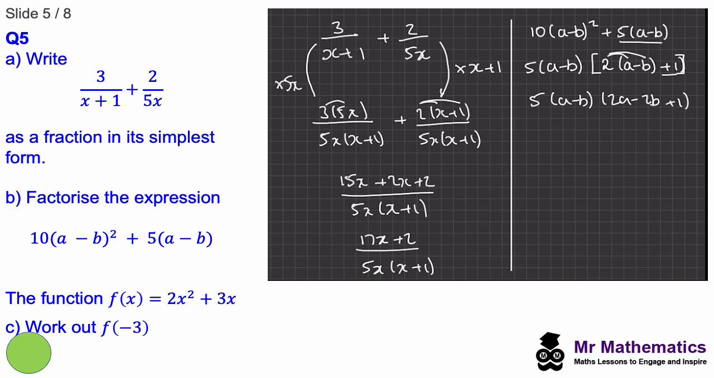And for question C, we've been asked to work out f of minus 3. So this means that the x has been replaced by negative 3. So we'll substitute this negative 3 in place of the x here and here. Then this becomes 2 lots of negative 3 squared plus 3 lots of negative 3. Negative 3 squared is 9, so this becomes 18, and 3 times negative 3 is negative 9, so f of minus 3 is equal to 9.